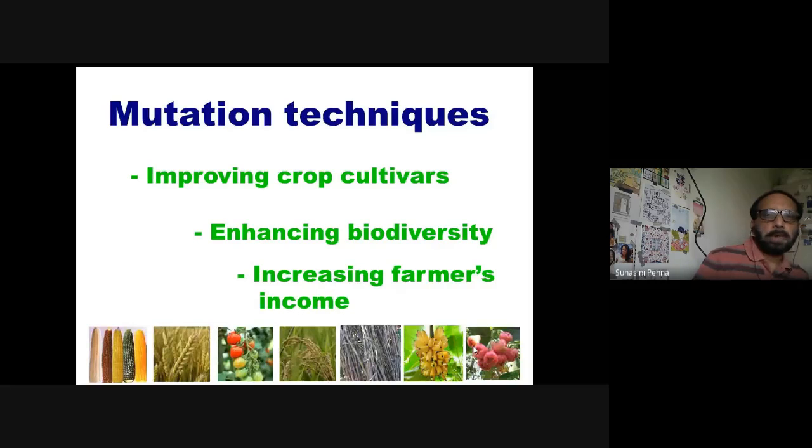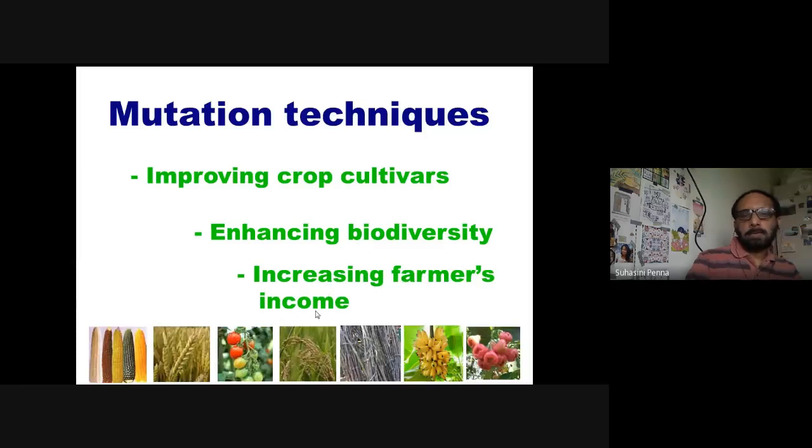So whichever mutation techniques, whether it is physical or chemical, we often try to improve our cultivars if they lack a particular character. If it is deficient in a particular trait, we try to enhance biodiversity. For example, if there is not much genetic variation present in a particular commercial cultivar or a useful cultivar, we try to enhance the variability. That's how we bring in new germplasm.